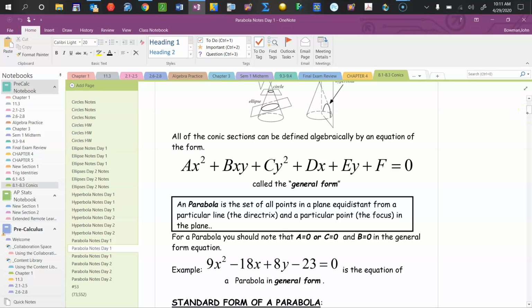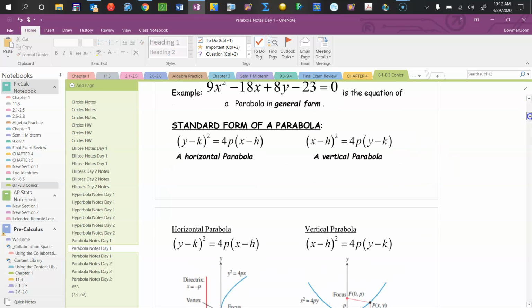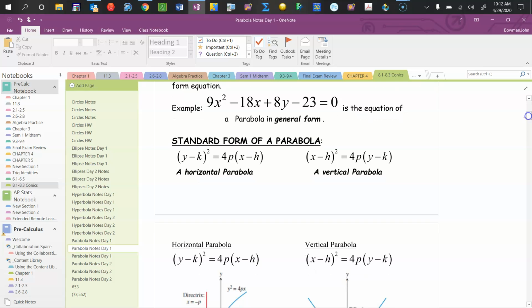There are two forms for the equation of a parabola. The general form, which looks kind of messy and it's hard to tell anything from, which is this one right here, and the standard form. And the standard form you might recognize. It looks a little bit different than the way you've seen it before. For example, you have not paid any attention to the p in there. Normally we ignore the value of p.